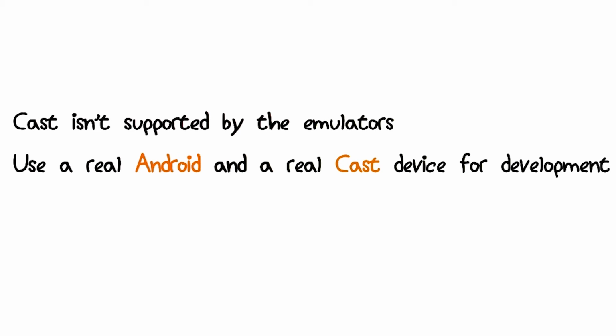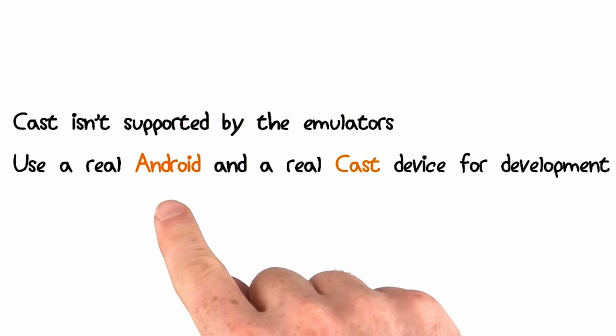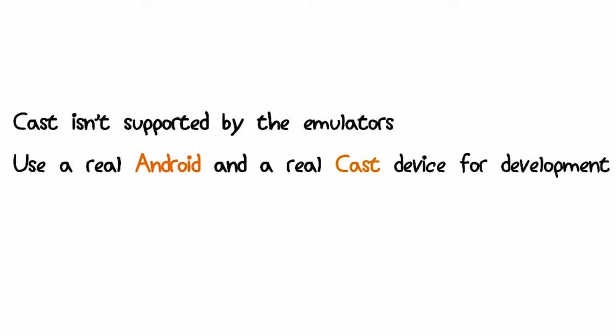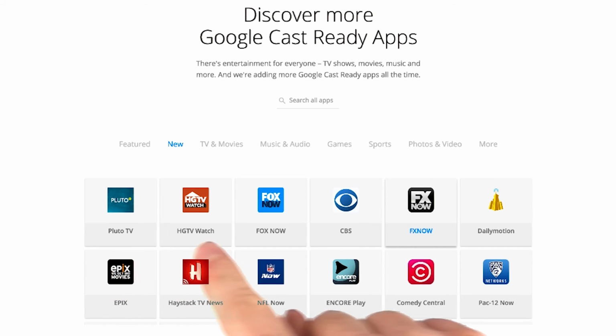This is important to do because Cast functionality is unfortunately not supported by the emulators, so we need to use a real Android device like a phone or a tablet, and a real Cast device like a Chromecast for development and debugging. These are some of the recently published receiver apps at chromecast.com/apps.